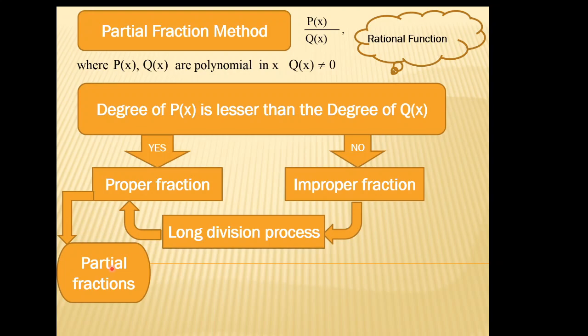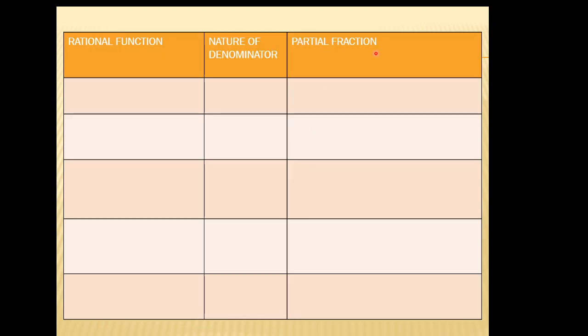Now, in the next slide, we will see the various cases of rational functions and how to write their partial fractions. Let us start with the first case: distinct linear factors. Here the denominator is factorized into linear factors, all of them distinct. In such a case, for each linear factor we simply write a constant A or B or C. So here we have A upon x minus a plus B upon x minus b.